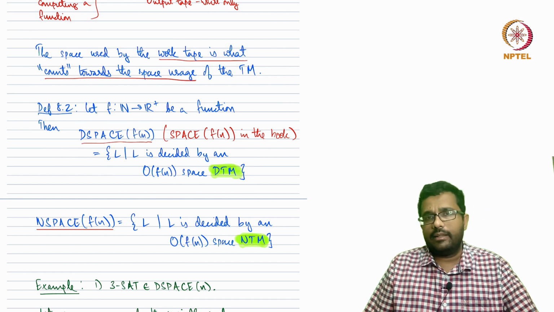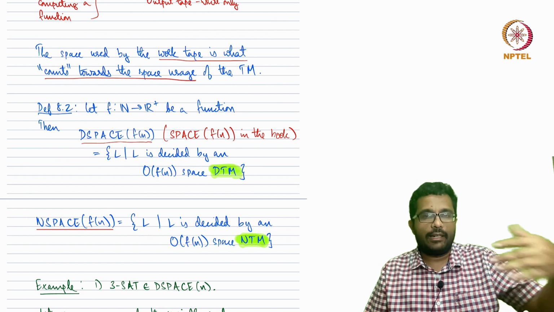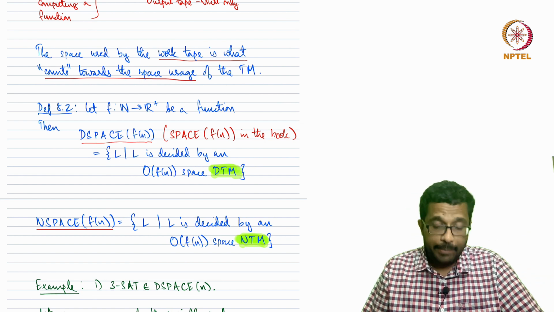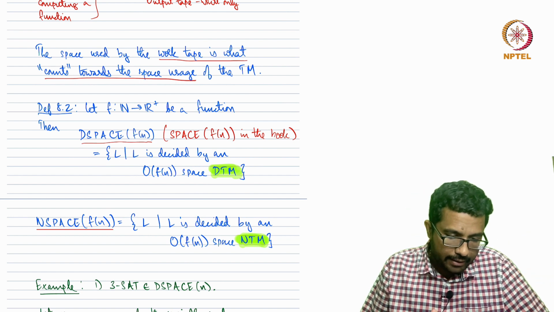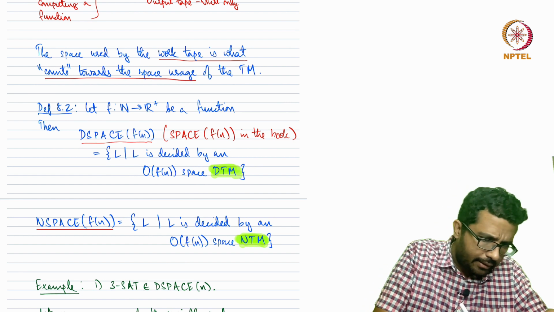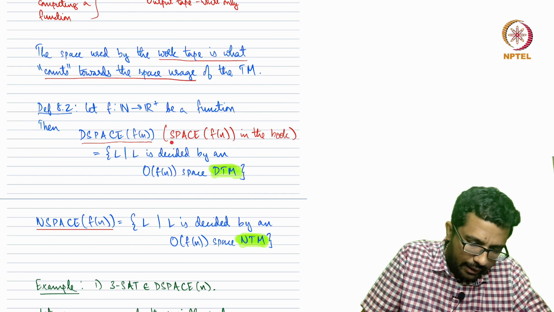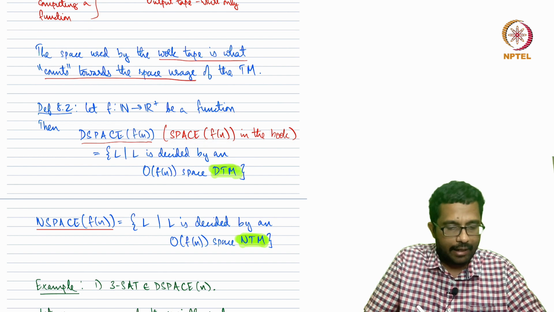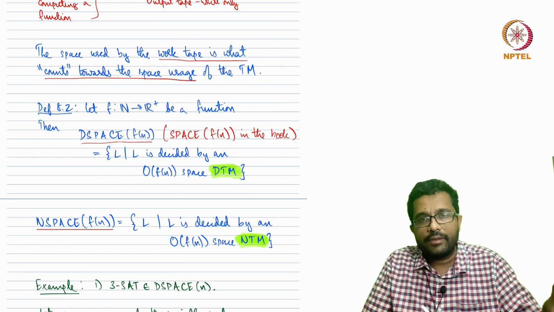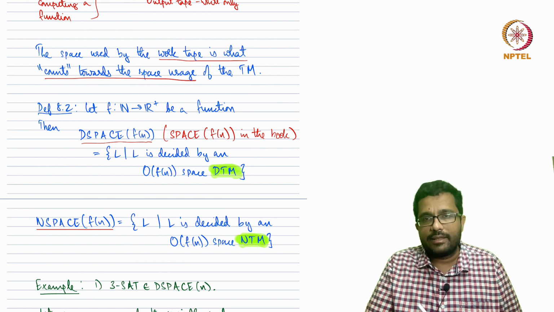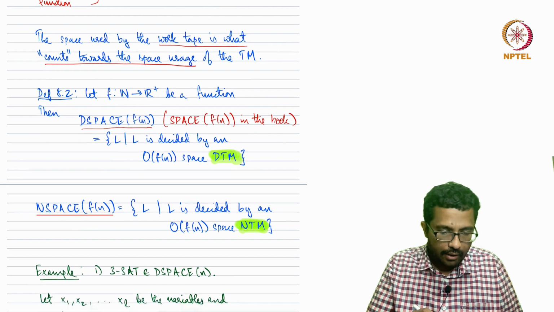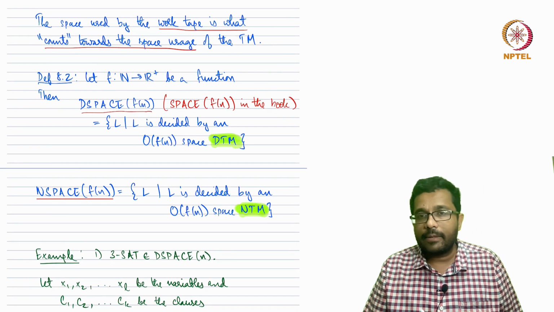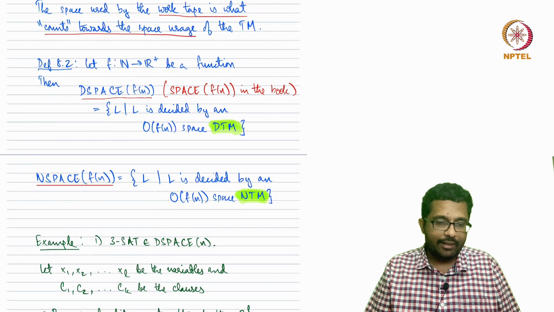This is just like DTIME and NTIME, but analogously defined for space. And one more point is that in the textbook they use the name SPACE of f(n). So here I am just using DSPACE to emphasize that it is deterministic. So let's see some computational problems and see how much space they require.